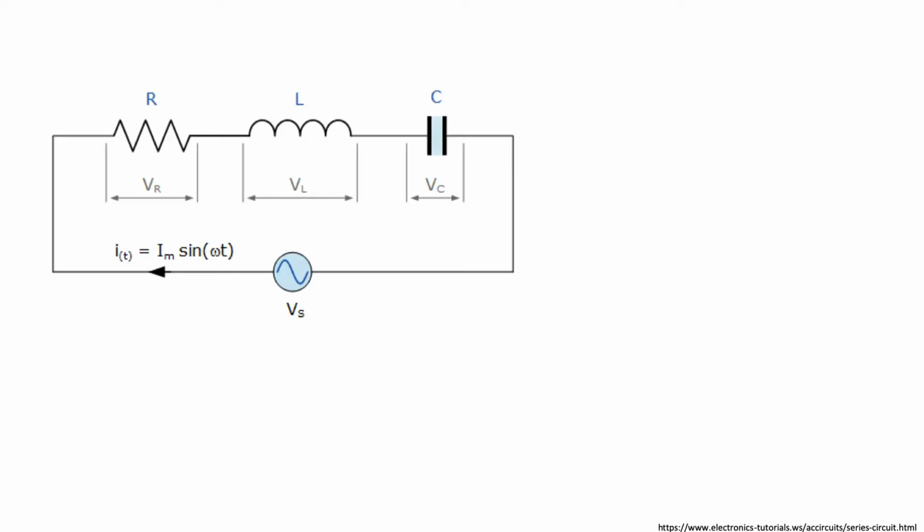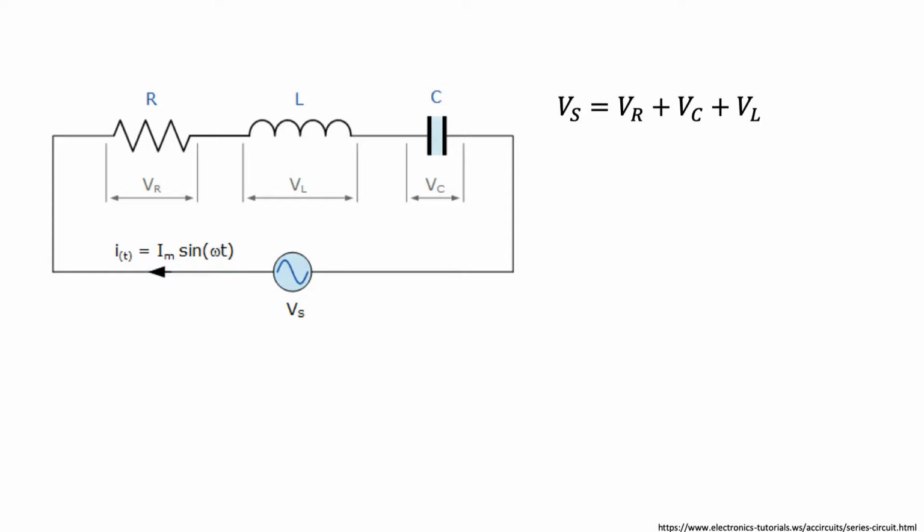If we use Kirchhoff's voltage rule and sum the voltages around the loop, we get Vs is equal to Vr plus Vc plus Vl, where Vs, Vr, Vc, and Vl are the source, resistor, capacitor, and inductor voltages respectively. The source voltage is sinusoidal, which also produces a sinusoidal current of the form I of t is equal to I sub m sine omega t. In the figure, the current goes around the loop in the clockwise direction.